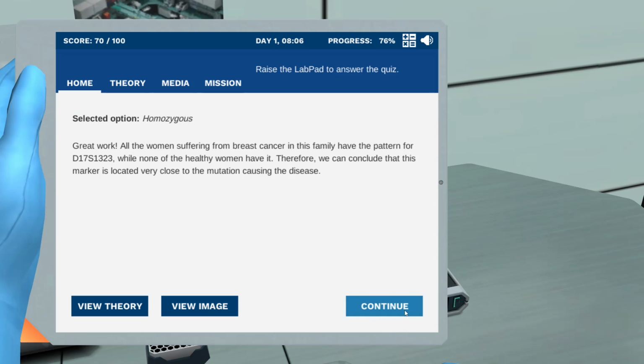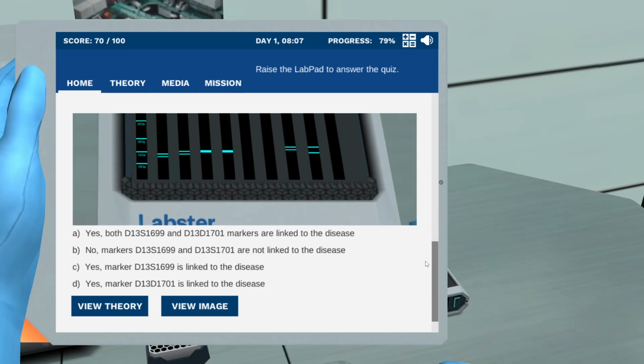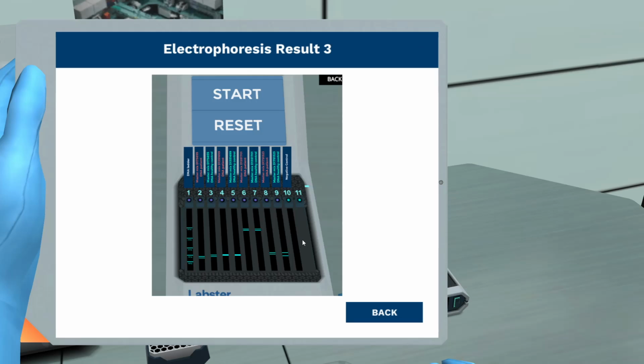Great work. All the women suffering from breast cancer in this family have the pattern for D17S1323, while none of the healthy women do. Both the markers D13S1699 and D13S1701 are located proximal to the BRCA2 gene. Are they linked to the disease?